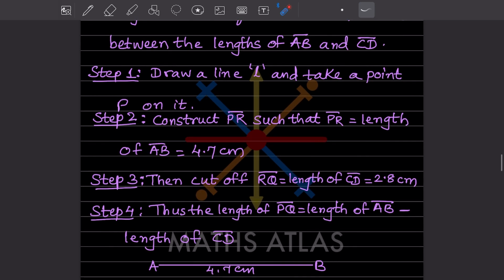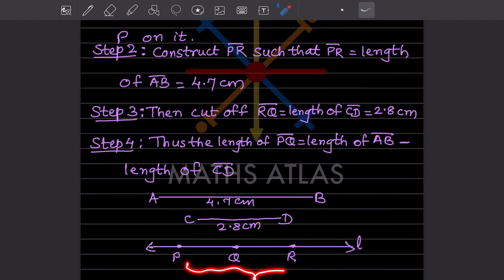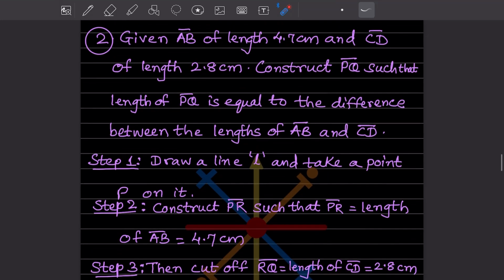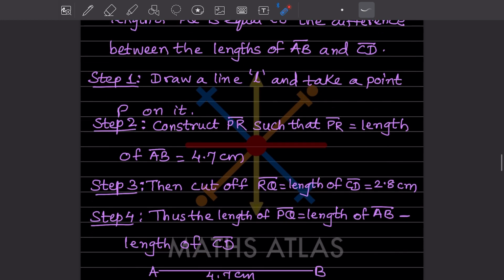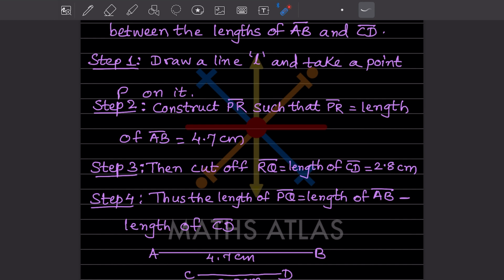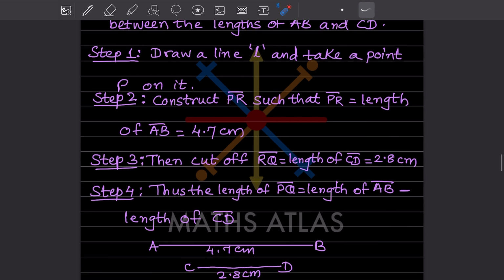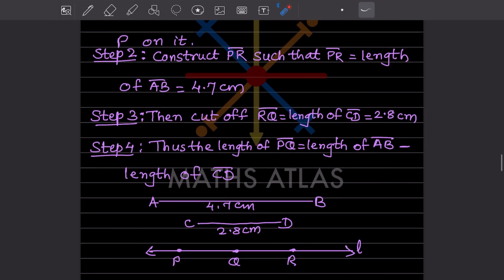So now can you see this CD is 2.8. So what did they say? Construct PR such that PR is equal to length of AB. This PR, whatever that is, length of AB. AB is 4.7 centimeter. This is given. So now what are you going to do? Then cut off RQ is equal to length of CD. This one, RQ. RQ means this one.